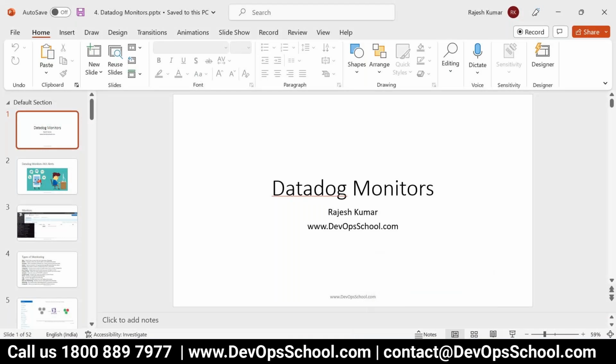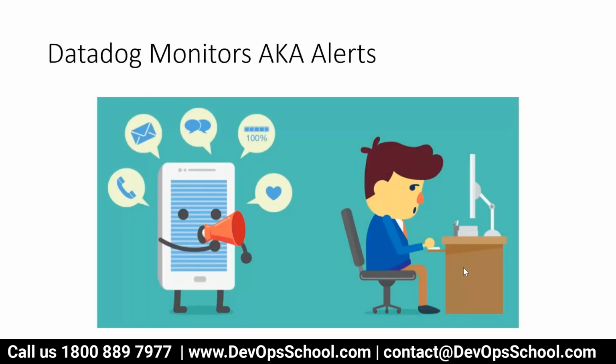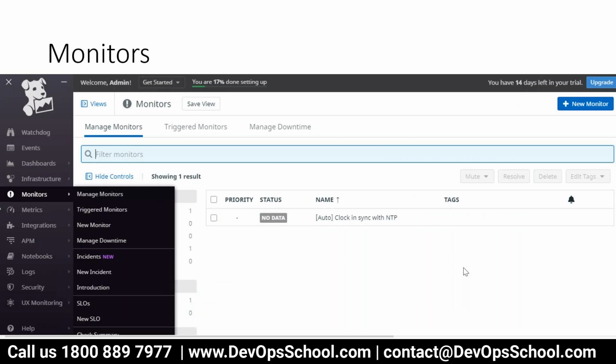Thank you. So today we'll talk about the monitor. We have collected lots of metrics, then traces, and then logs, and now we are setting up the alerts. In Datadog, the conceptual thing for alerts we call a monitor. As you can see, the UI will change a little bit. I'll show you that. Here we have Manage Monitors, Triggered Monitors, New Monitor, and Manage Downtime.